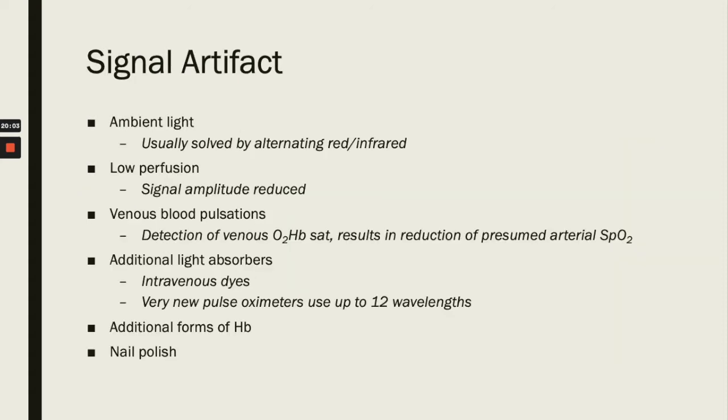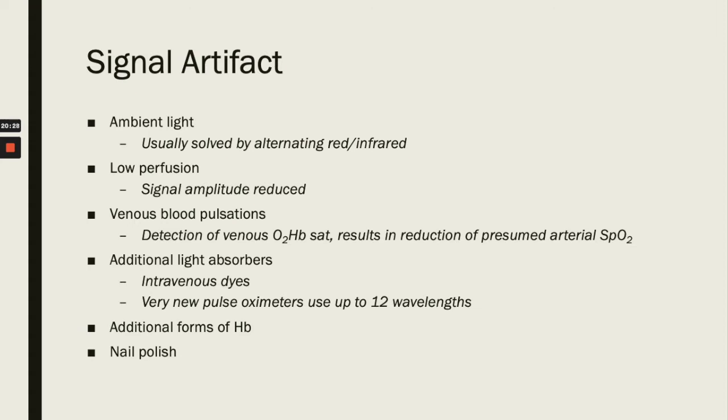We get signal artifact in pulse ox from ambient light. If ambient light is getting into the pulse oximeter probe, we get some signal artifact, but it's usually solved by alternating the infrared and red lights. When you see that flickering, it's really fast flickering that you can see, or alternating of the lights, if you really take a second and look at the pulse ox probe.